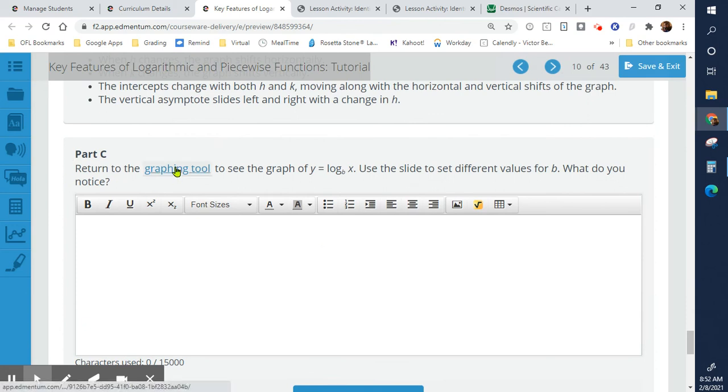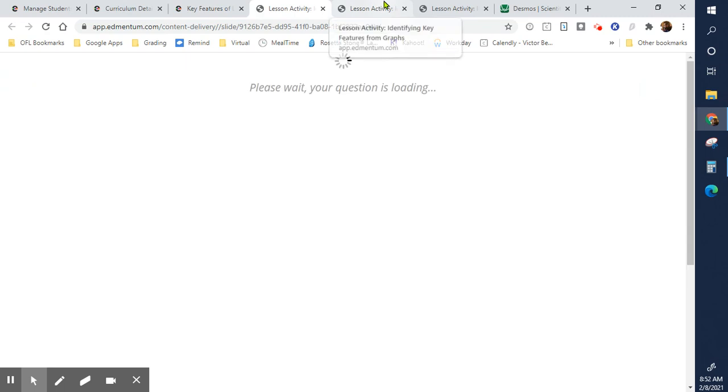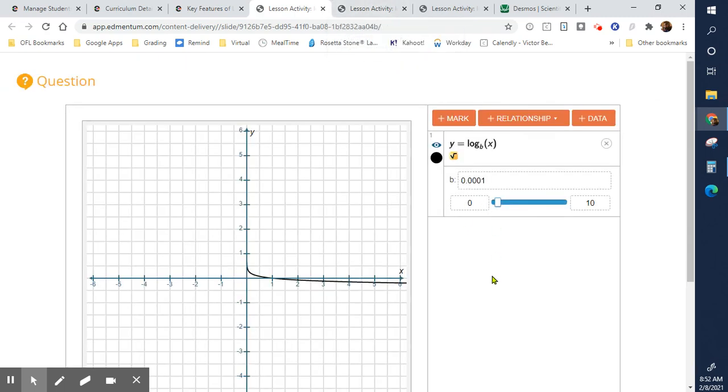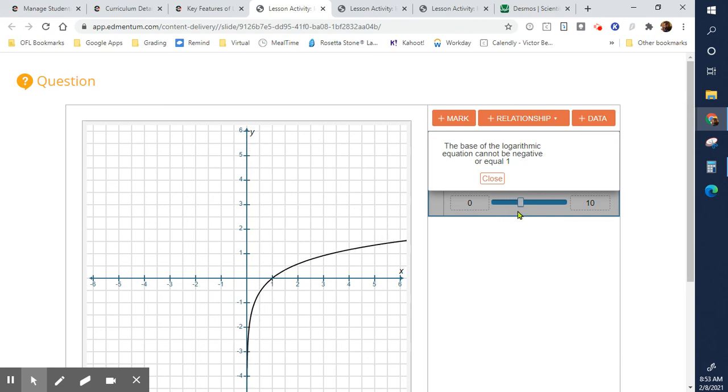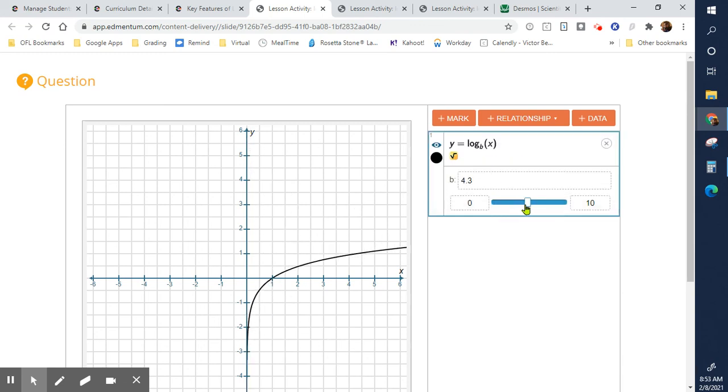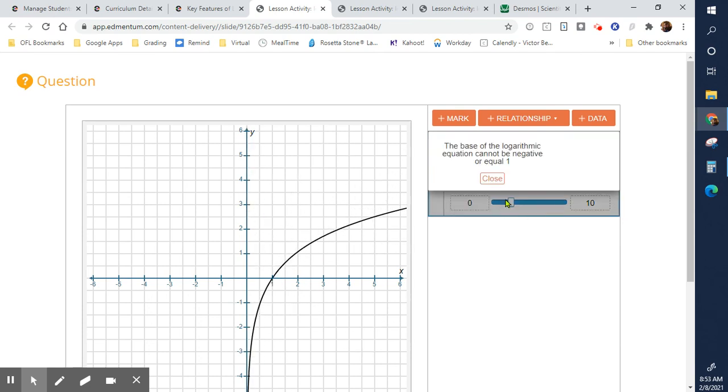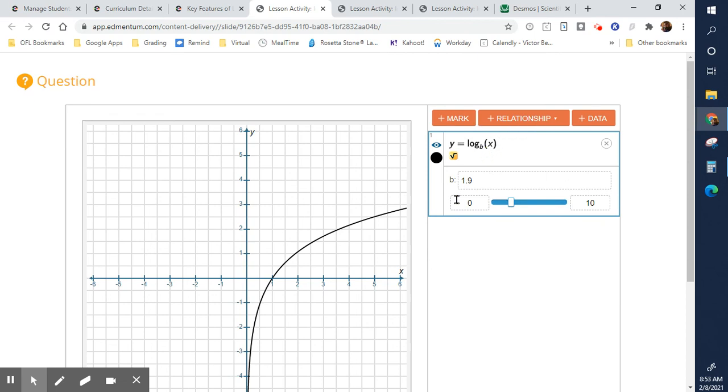So return the graphing tool to this. Okay, so now we're going to use this new graphing tool right here. And we're going to change the b. So if I change the b, it's almost like how it was when I was changing the a, right? It's affecting the growth rate without changing the x-intercept. So that's interesting.